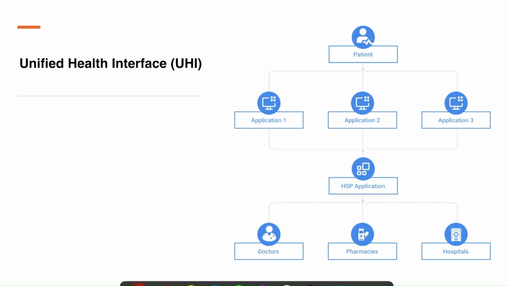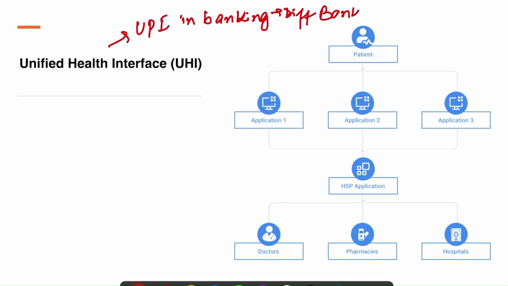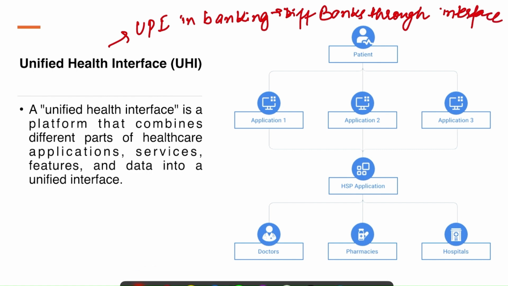Next is Unified Health Interface. It works similar to UPI system in banking. What happens when we use UPI? It connects the different banks through one interface. Similarly, the Unified Health Interface is a platform that combines different parts of healthcare applications and services data into a unified interface. It means it connects healthcare service providers and patients on one digital platform.